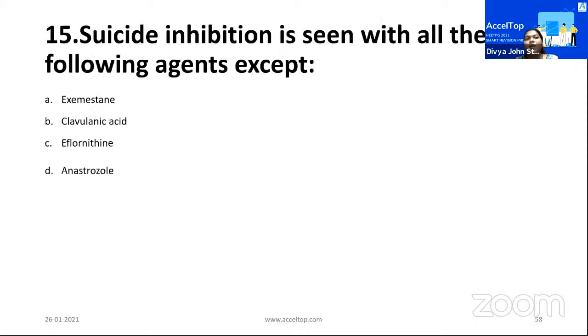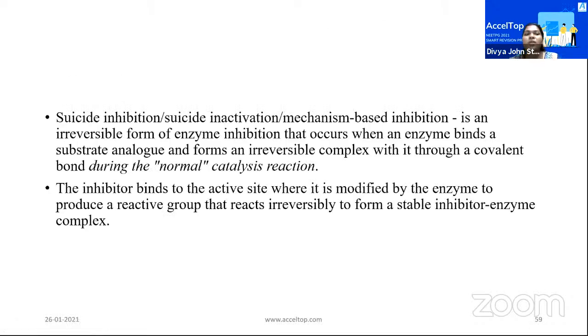Okay, right. Next concept that we'll be seeing is your suicide inhibition. Suicide inhibition is seen with all the following agents except, and the options given are exemestane, clavulanic acid, eflornithine, and anastrozole. Okay, so now we'll see what is suicide inhibition. Suicide inhibition or suicide inactivation, otherwise called mechanism-based inhibition, is an irreversible form of enzyme inhibition.